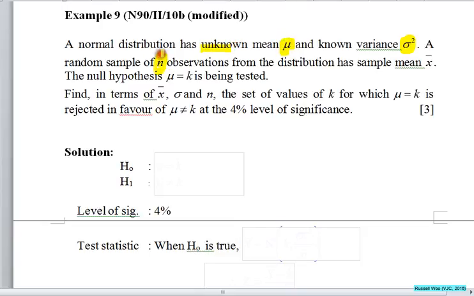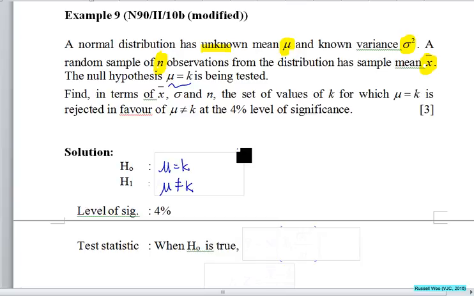Then they give you n, sample mean x bar. Wow, no numbers. Never mind. The null hypothesis being tested is mu equals k. This one they tell you. And find, in terms of x bar, mu and n, the set of values for which this is rejected in favor of this. So therefore we write this. Just copy and paste. It's very easy. Null hypothesis, two-tailed test.